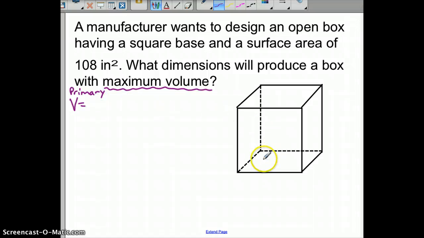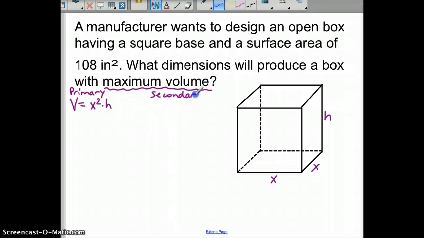They didn't give me any variables, so I have to make up my own. I know this is a square base on this box, so if this is x, then this is also x. Then I'll have to call this something different because it may not be a perfect cube. So x squared times h would be the volume, length times width times height. That's my primary equation. But I have two variables, so I need a secondary equation.